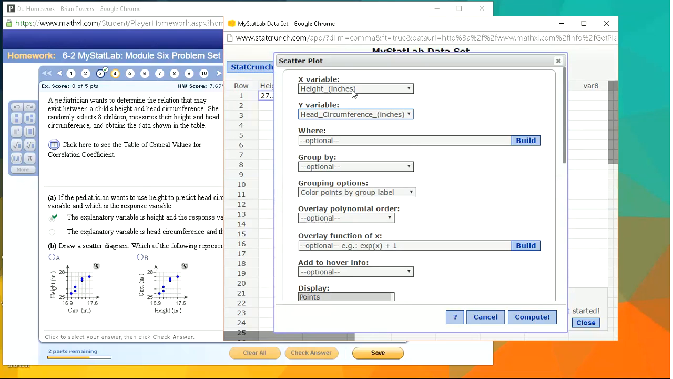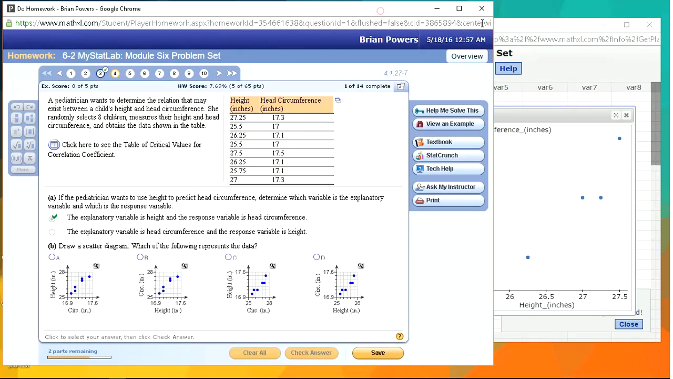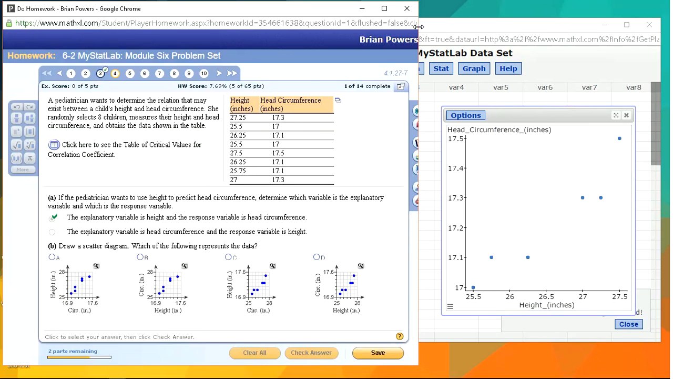Since we're using height to predict head, that's where we want to assign them. Horizontal should be height. Vertical should be y, head circumference. Okay. Everything else should be fine, and I'm not going to be concerned with the axes, so I'm just going to click compute and take a look at this. I'm going to put this over to the side and make this a little smaller.